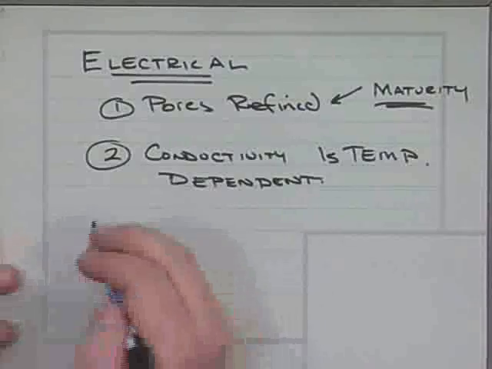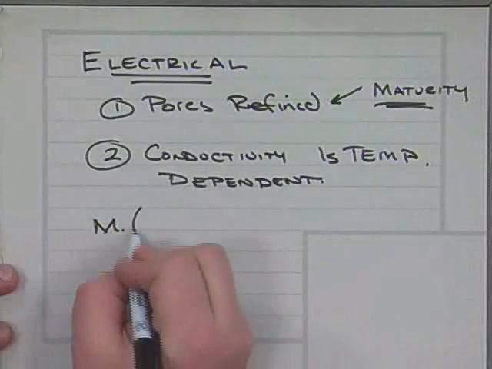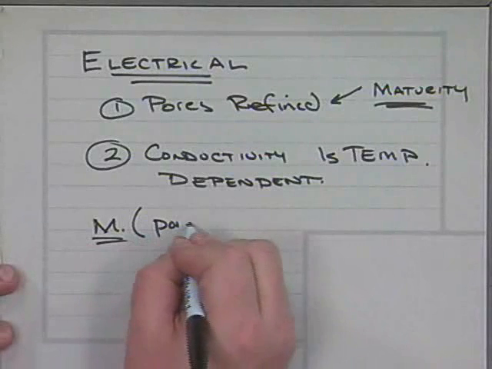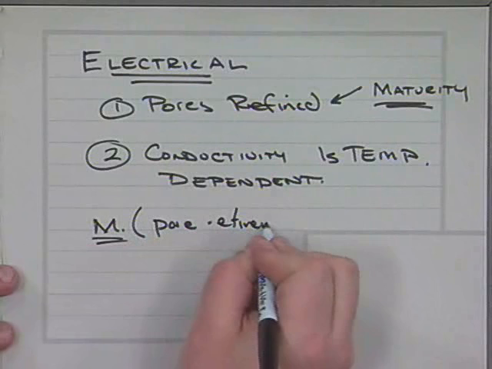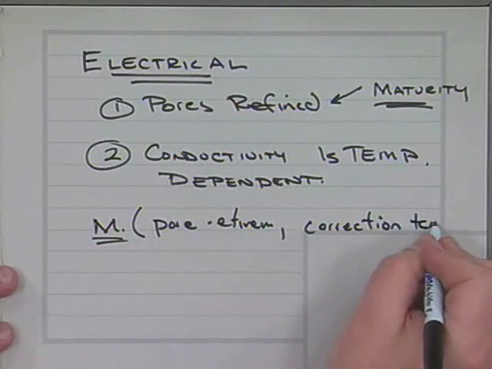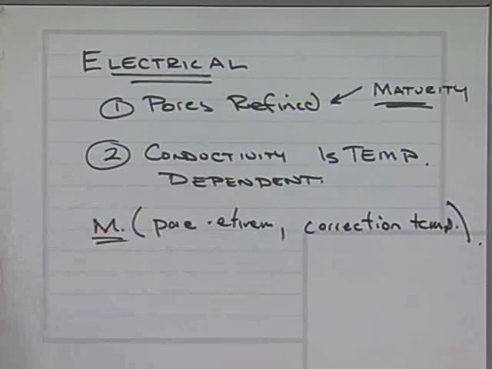So what you need to do is set up a maturity function that is both a function of pore refinement and a correction for temperature. And next class I will bring in an actual plot that shows you this.